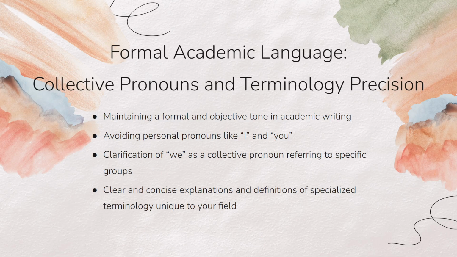Now, let's talk about maintaining a formal and objective tone in academic writing. To achieve this, use the third person perspective. This means avoiding personal pronouns like I and you. Instead of saying, I will discuss, say, this paper will discuss. Sometimes you might want to refer to previous research using we as a collective pronoun, but it's important to clarify who we refers to. For example, instead of saying we all know, specify in the field of economics, it is well known.